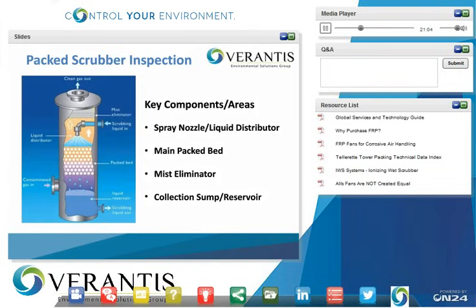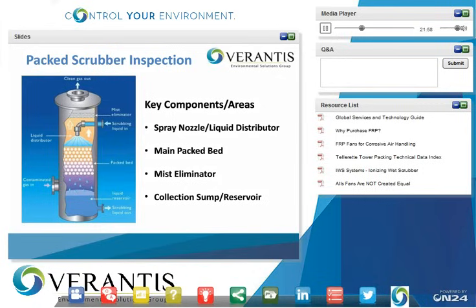So the key component areas to look at in a scrubber design when doing an inspection are the spray nozzles or liquid distributor, if it's a different type of distribution system. Again, this needs to provide adequate, even distribution of the liquid across the packing surface. The main packed bed provides the highly turbulent contact zone to facilitate efficient absorption. So again, that needs to be clean and free of any type of particulate and fouling. The mist eliminator above the section is important to make sure that entrained droplets are not carried out of the system. Someone had previously asked the question about buildup downstream on their fan, and that could be a reason why that's occurring if that mist eliminator is not functioning properly.